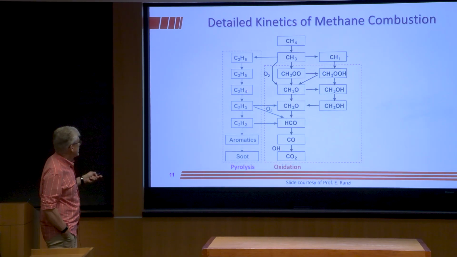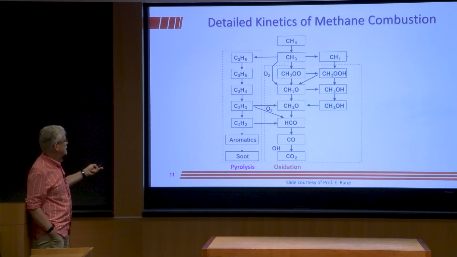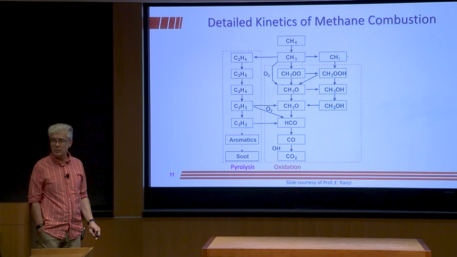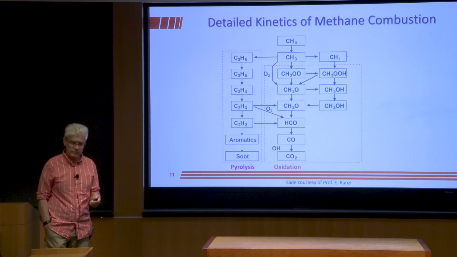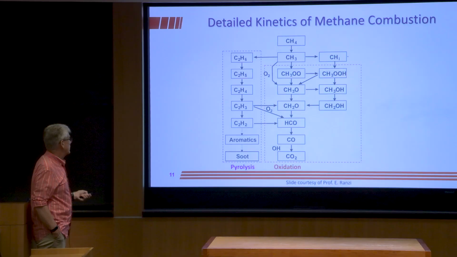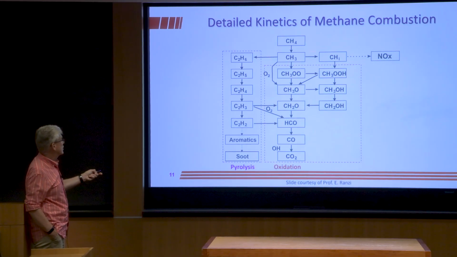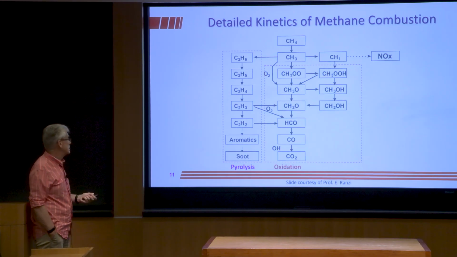But you also have a pyrolysis mechanism. So methyl recombines with itself to give ethane. You get ethyl, ethylene, acetylene, and then you get aromatic and soot chemistry through the HACA mechanism that was described by Hai Wang and Michael Frenklach. And then to these mechanisms you can add other emissions chemistry like NOx and so on.